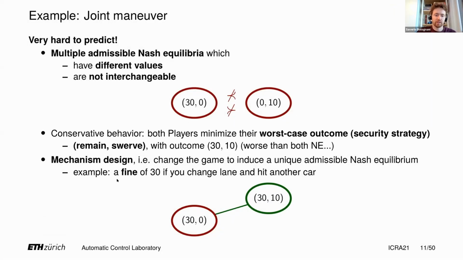One thing that we're not going to cover today is mechanism design, which is the possibility of changing the game, for example with fines, in order to make the solution of the game easier to predict. It's not something we're going to cover today, but the idea is that you can make the desired Nash equilibrium admissible if you're allowed to change the cost for the players. For example, a fine, if you change the lane and you hit another car, would make the swerve Nash equilibrium more expensive for both, or at least for player two, which is what you care about.